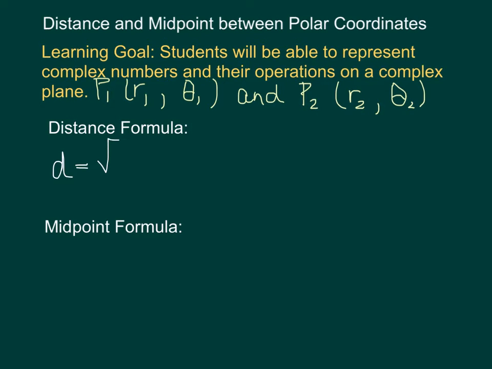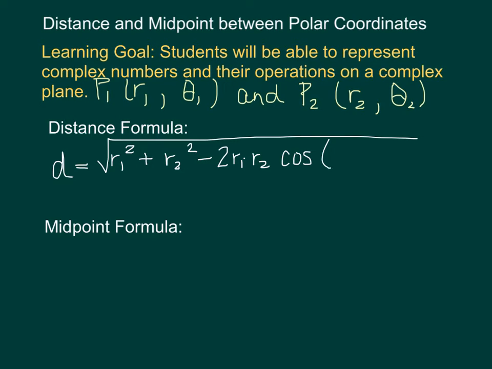D equals r1 squared plus r2 squared minus 2 times r1 times r2 times cosine of your second angle minus your first angle.